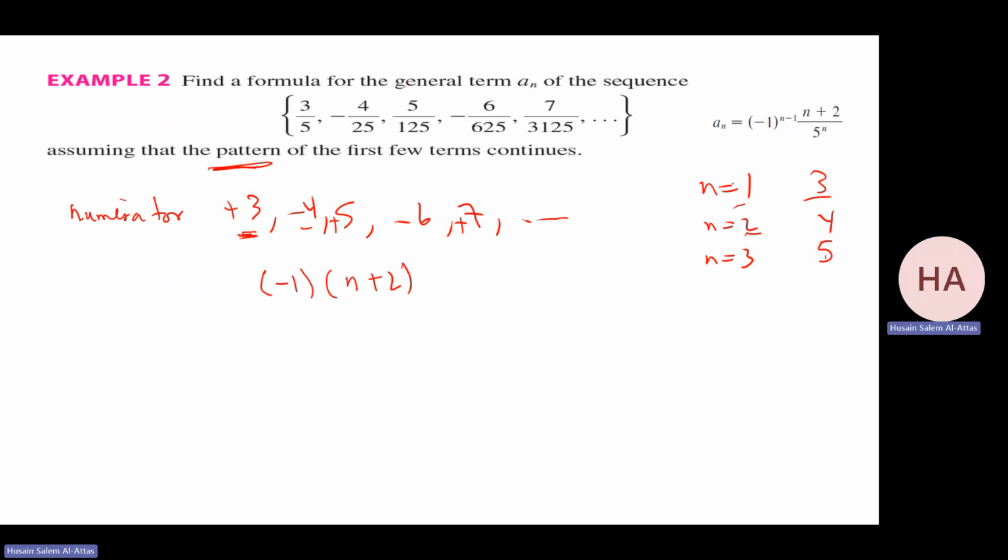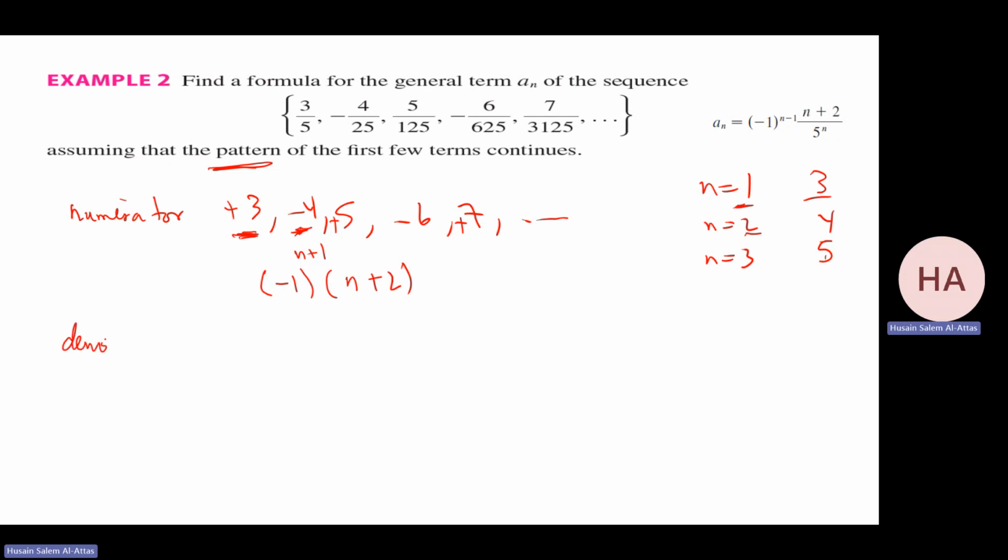Now it comes to the minus. The first one, at n equal 1, is plus. So I have n plus 1 or n minus 1, it's up to you. The negative will come in the even places. Odd places I have plus, and even places I have minus. So with the odd I have a positive value, and with the even I have a negative value. That will be the numerator.